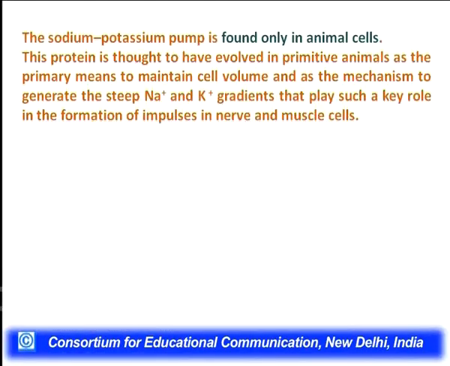The sodium potassium pump is found only in animal cells. This protein is thought to have evolved in primitive animals as the primary means to maintain cell volume and as the mechanism to generate the steep sodium and potassium gradients that play such a key role in the formation of impulses in nerve and muscle cells.